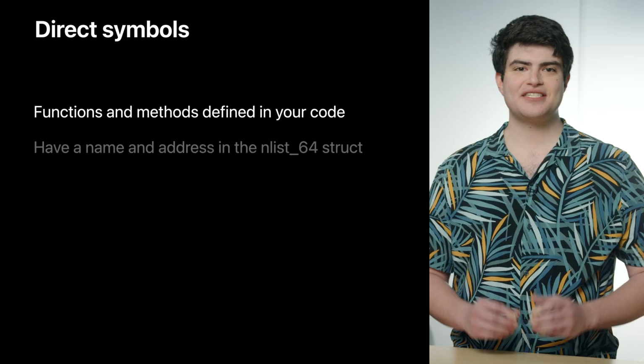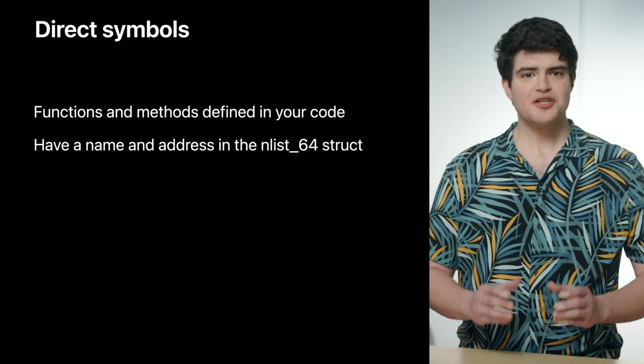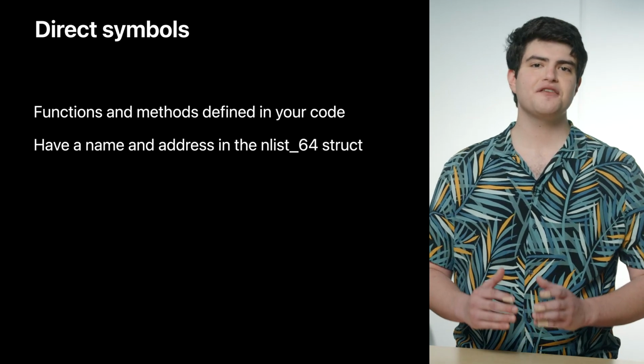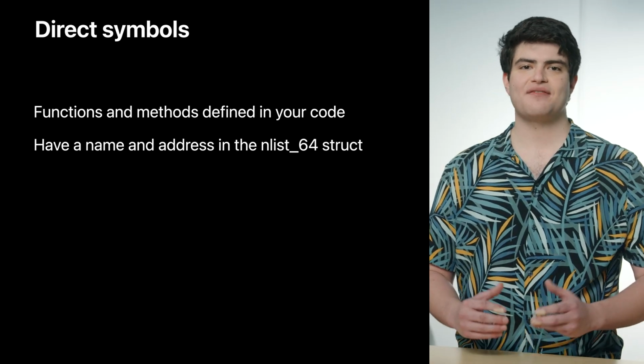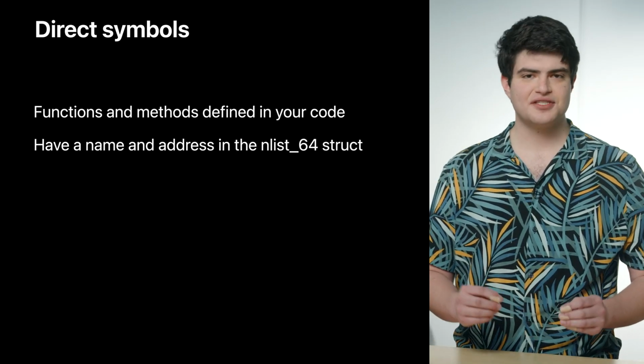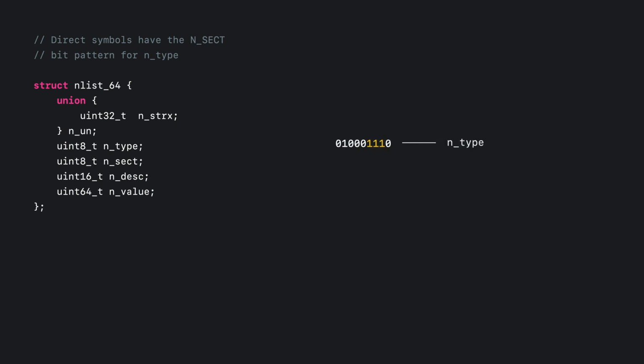The first is known as a direct symbol. These are functions and methods that you have fully defined within your apps and frameworks. Direct symbols have a name and an address in the nlist64 struct. Additionally, they're represented by a particular bit pattern in the n-type field. Specifically, n-type will have the second, third, and fourth least significant bits set. These bits are also known as n-sect.